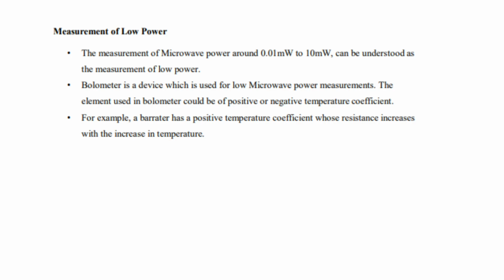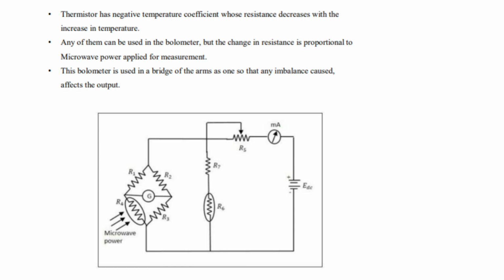And measurement of low power. The measurement of microwave power around 0.01 milliwatt to 10 milliwatt can be understood as the measurement of low power. The bolometer is a device which is used for low microwave power measurements. The element used in a bolometer could be of positive or negative temperature coefficient. For example, a barretter has a positive temperature coefficient, whose resistance increases with increase in temperature. And a thermistor has a negative temperature coefficient, whose resistance decreases with the increase in temperature.